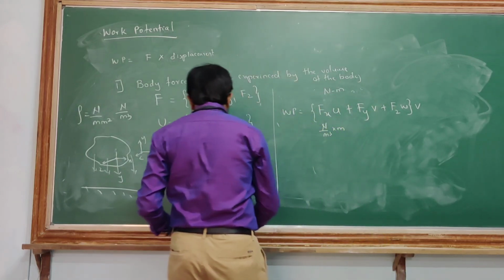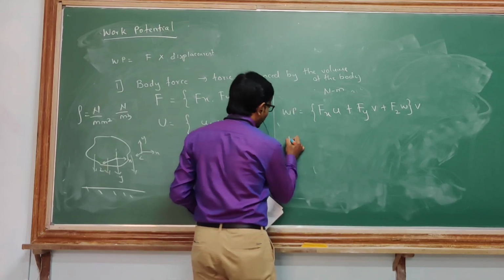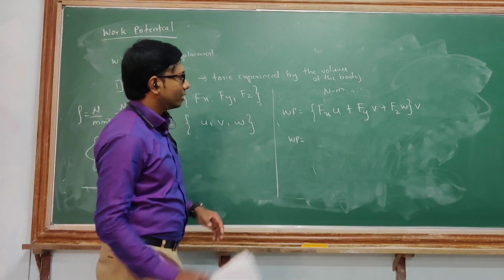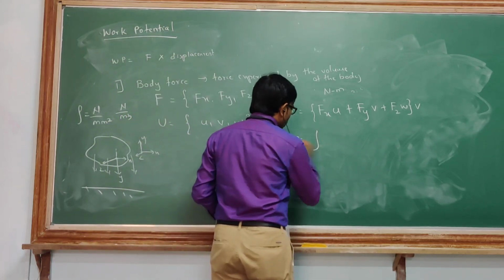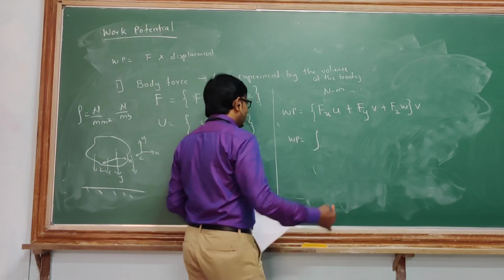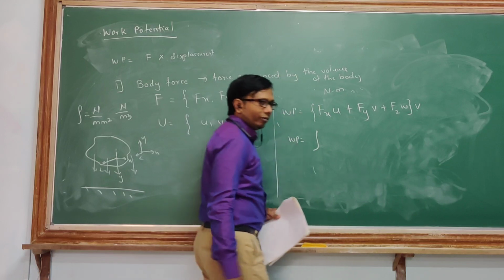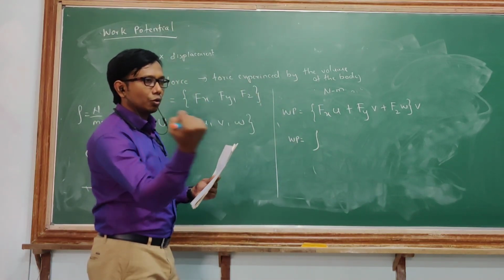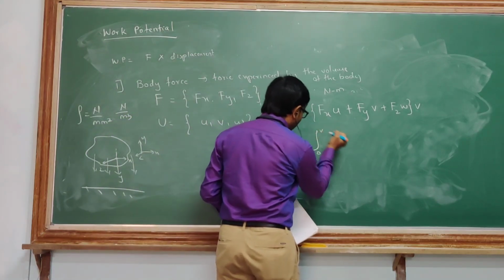Same thing, if I want to write the work potential in an integral form, how can I write it? I'll do the integration. What is the parameter which is changing here? The volume will be changing. In the sense, you have to take the integration throughout the volume. So I'll write it as 0 to V.